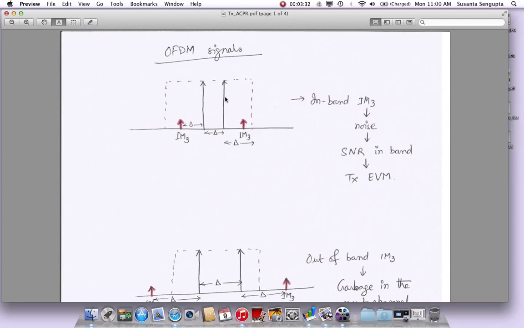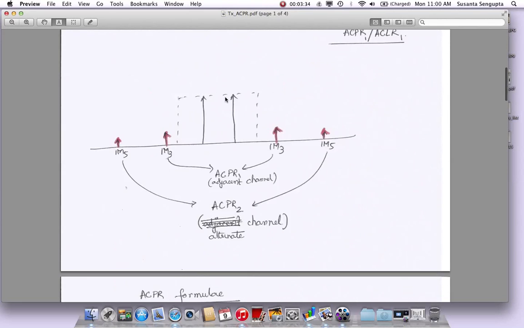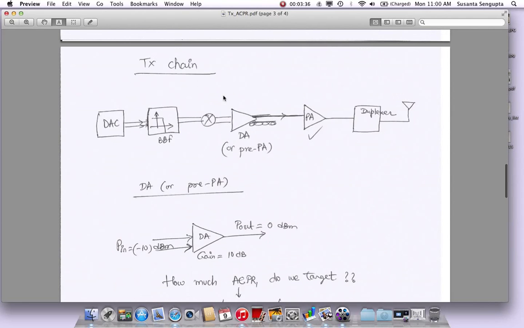For example, I have a TX chain picture somewhere here. Let's say we have a TX chain like this. Sorry for the distraction, I'll go back to that picture again. A chain could have a DAC, which is where the digital bits come from the modem, that passes through some filter. Then you have a mixer, which upconverts that information to 900 megahertz, 1800 megahertz, 1900 megahertz, 2100 megahertz, whatever your band is.